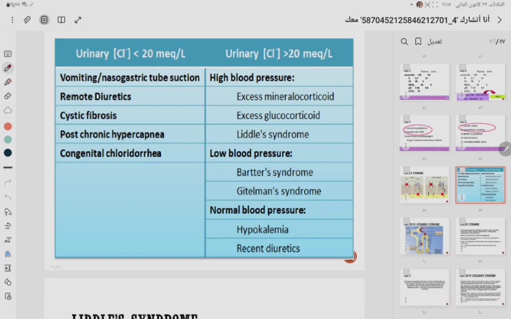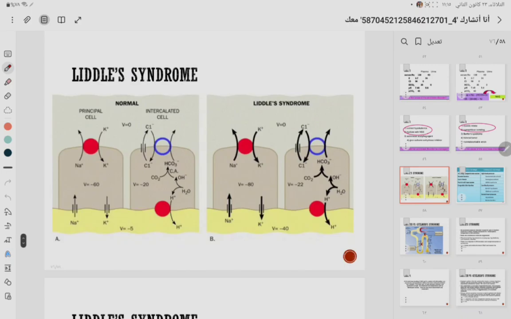Next. This is the Liddle syndrome, where we're talking about the intercalated cells and the principal cells within the tubules. We have the co-transporter. Sodium is reabsorbed, potassium is excreted, and at the basement membrane, potassium is reabsorbed and sodium is excreted again. This is the normal. In the Liddle, we have a defect where the potassium and the H plus are excreted, and there is a problem in the reabsorption.